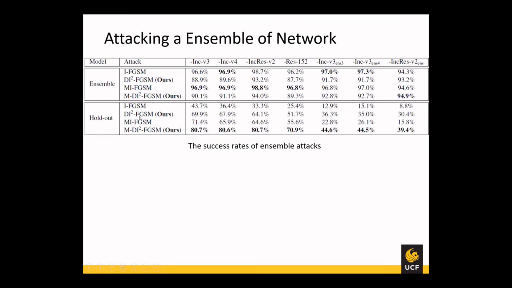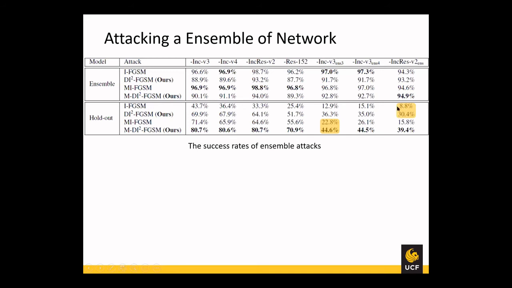So if we try to compare DI square FGSM with IFGSM, we can see that they did a lot better in every single scenario. And if we compare MDI square FGSM, again, they performed much better than MIFGSM. We can look at a specific example like this one, where they left out Inception version 3, which was robust and adversarially trained, and they almost doubled the success rate in the case of MDI square FGSM as compared to MIFGSM.